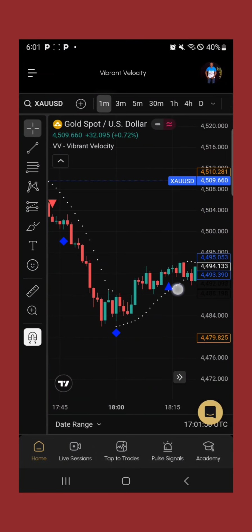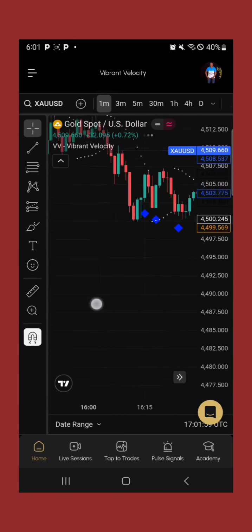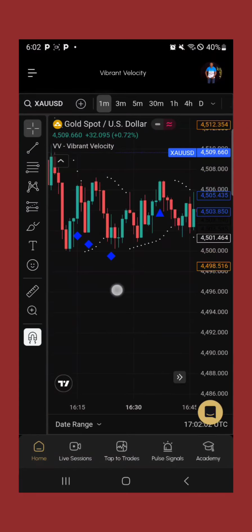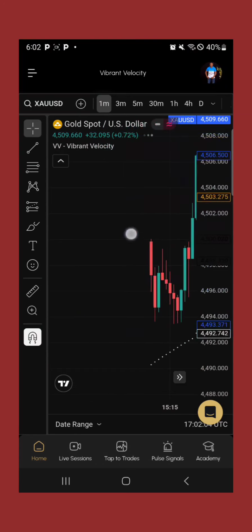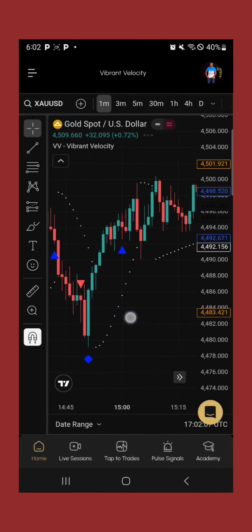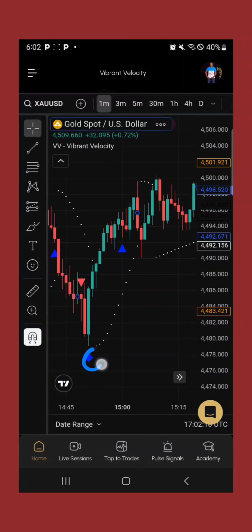So you can see there's another buy here in 1 minute. So this is how you'll be seeing the buy and the buy and the buy like that. So another buy in 1 minute. Okay, this is how you'll be seeing the buy. So like that. All right, and that buy in 1 minute, as you can see here. The blue diamonds and the dots.